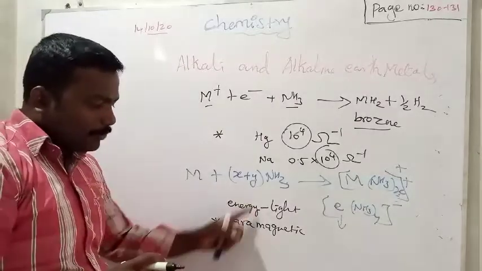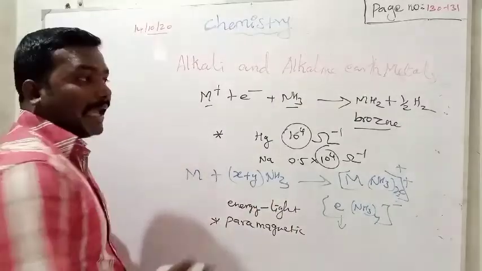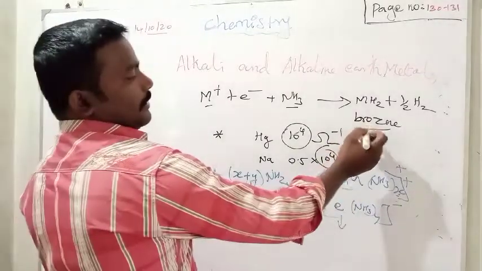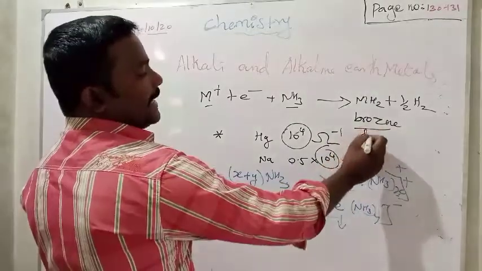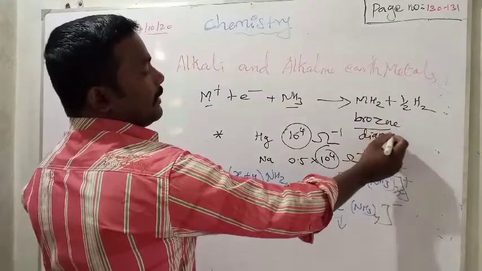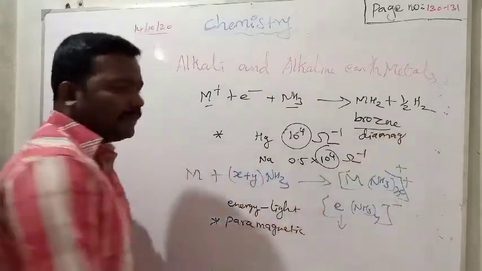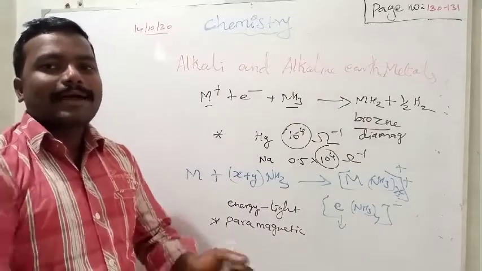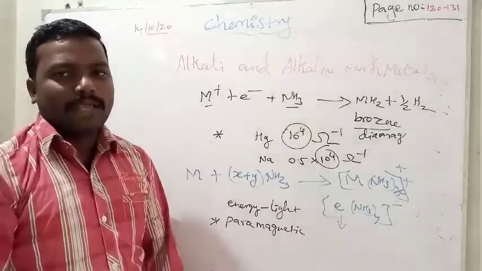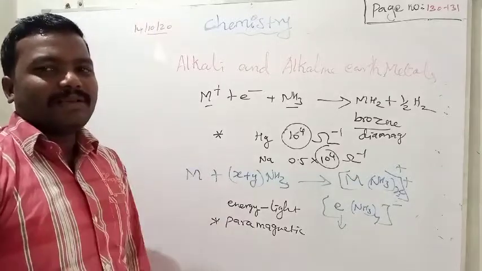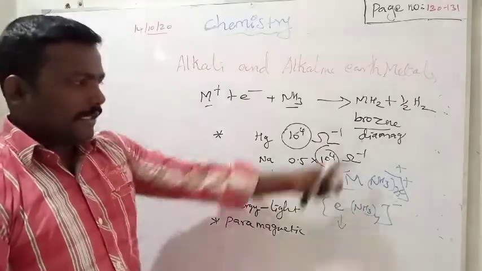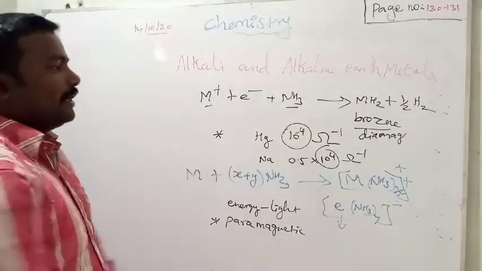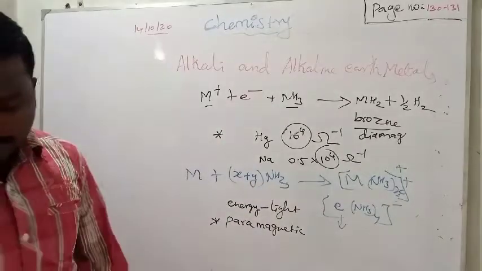Now, when it is blue color, it exists as paramagnetic. If it is converted into bronze color, it becomes diamagnetic in character. Why does it become diamagnetic? They combined as a pair. Okay, a single electron present means paramagnetic character. When all the electrons are present as pairs, we can say diamagnetic character, right?